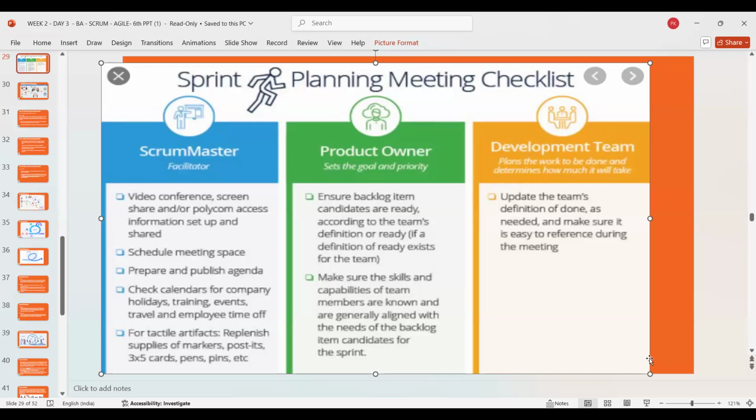Ensure backlog item candidates are ready according to the team's definition of ready, if a definition of ready exists for the team. Make sure the skills and capabilities of team members are known and are generally aligned with the needs of the backlog item candidates for the sprint.